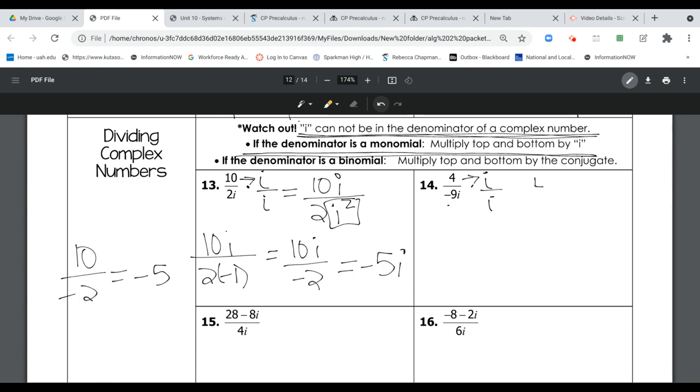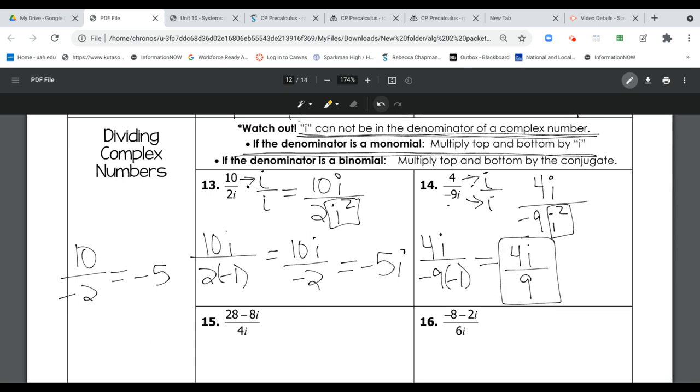So across the top, I get 4i. Across the bottom, I get negative 9i squared. That becomes 4i divided by negative 9 times negative 1, because every i squared turns into a negative 1. So that gives me 4i over positive 9. Since I cannot reduce 4 and 9, I leave it as 4i over 9, or you can write it as 4 over 9 with the i behind the fraction.